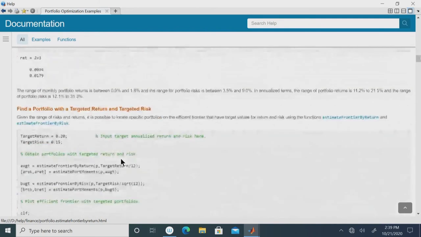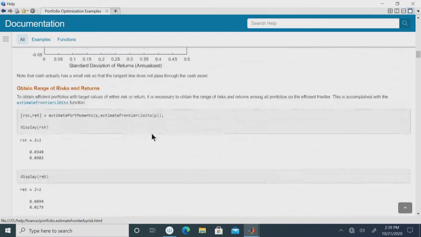So, that means the annual risk percentage is from 12.1% to 31.3%, and this manifests to an equivalent monthly value. And in order to move to the monthly value, you just cannot divide by 12, but you have to factor in a square root of capital T, which is the square root of 12.